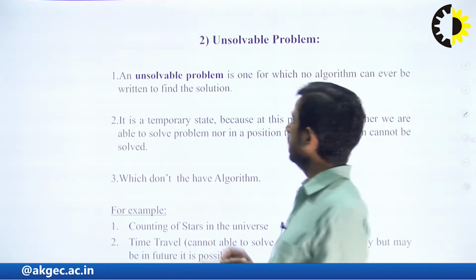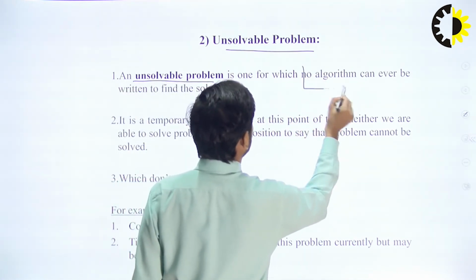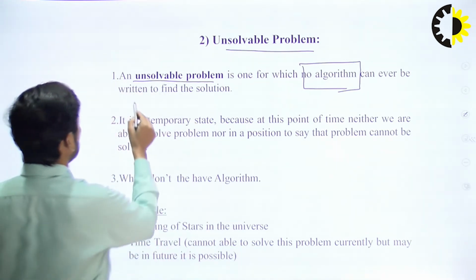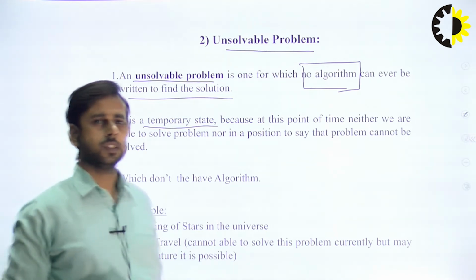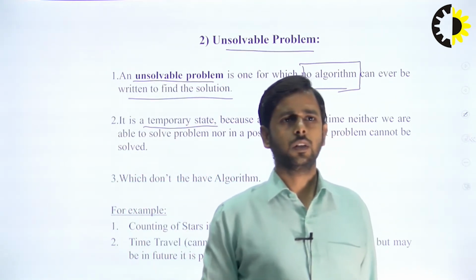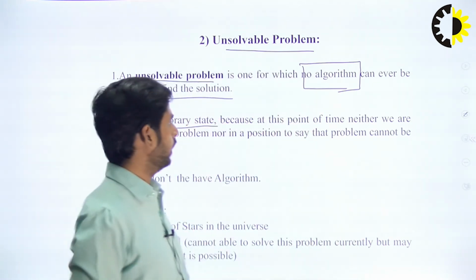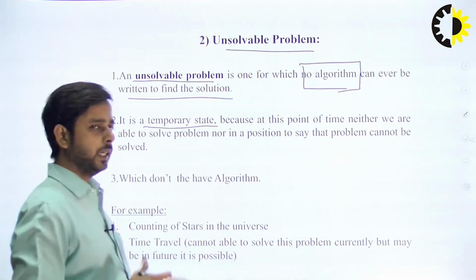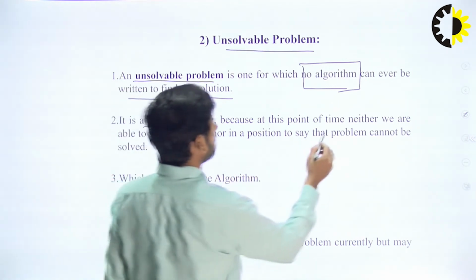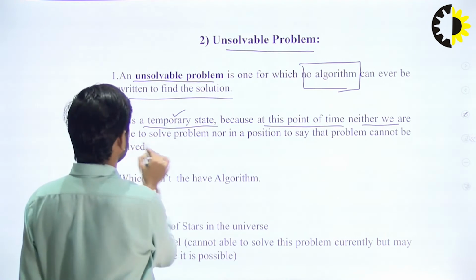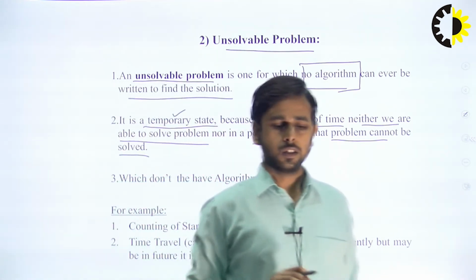Next is the unsolvable problem. An unsolvable problem is one for which no algorithm can ever be written to find the solution. It is a temporary state. It is very important: at present, there are some problems which are unsolvable. Maybe in future there may be some technology or some way we find to solve that problem, and then that problem comes into the category of solvable problems. That's why it is called a temporary state, because at present we are neither able to solve the problem nor in a position to say that the problem cannot be solved. It means we are not completely assured that currently this problem is unsolvable.